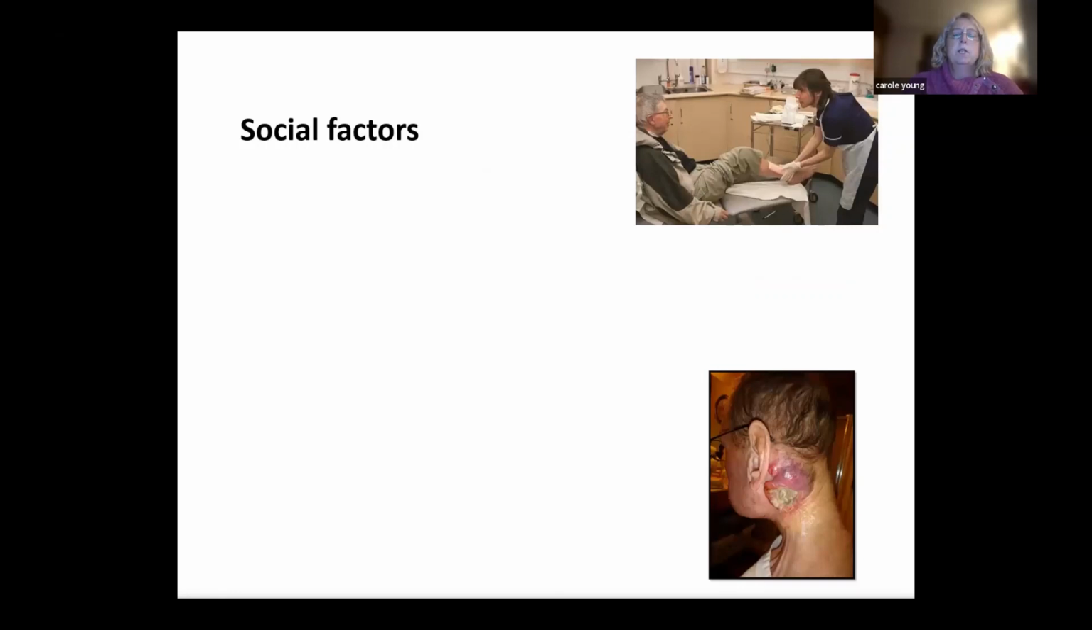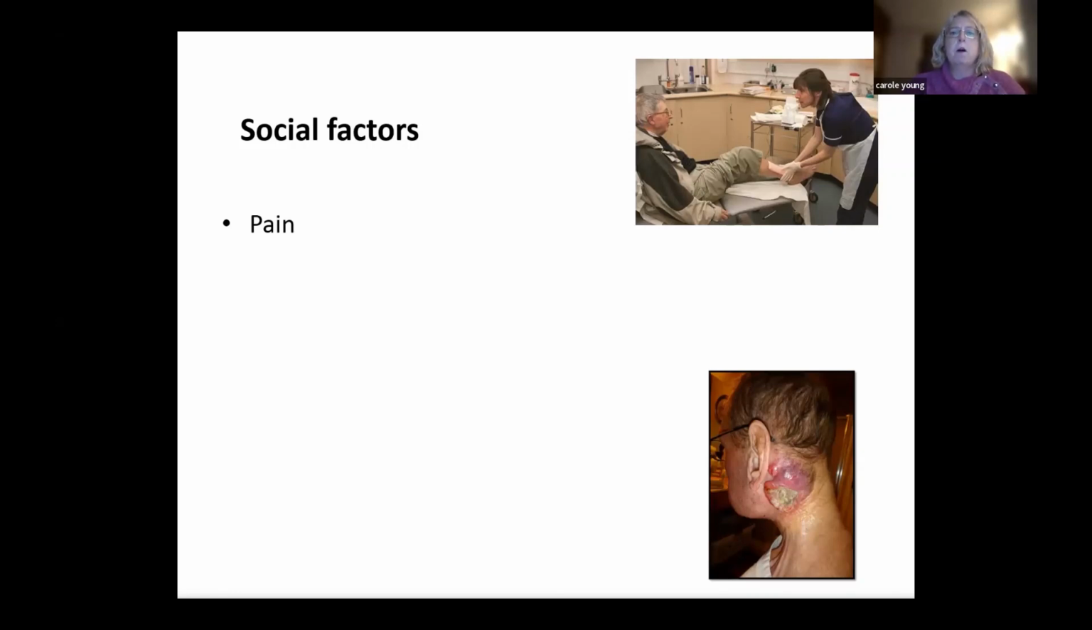Then finally, we need to think about our social factors. That's the everything else really in our wound assessment. So is our patient in pain? Have we thought about analgesia before we even started to think about our wound assessment and our wound dressing changes? That's really important because if a patient's in pain, they're not going to want you to go near them to take down a dressing and assess their wound. So we need to manage their pain.